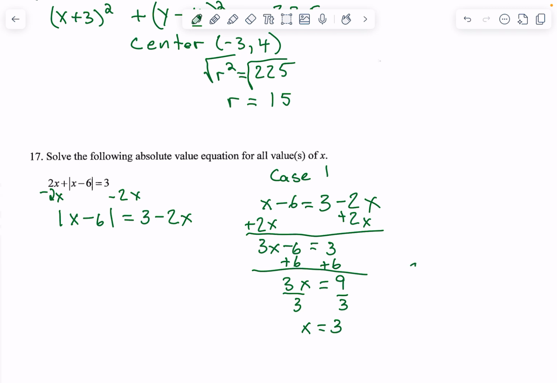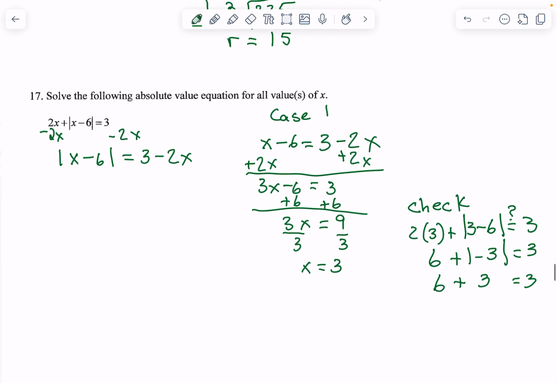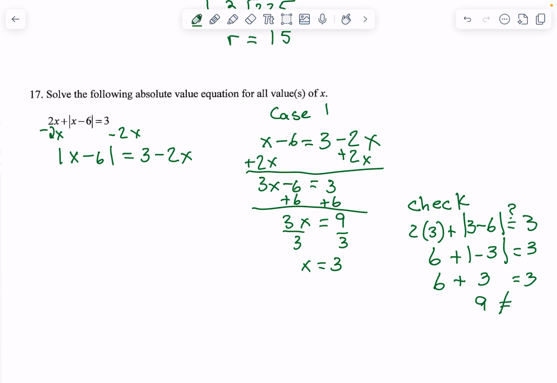Okay, so I'm going to do a check on this one. Let's check it. We have 2 times 3 plus the absolute value of 3 minus 6. Is that equal to 3? Well, this becomes 6 plus the absolute value of negative 3 is equal to 3. And the absolute value of negative 3 is positive 3. So we have 9 is not equal to 3. So we're going to reject this guy.